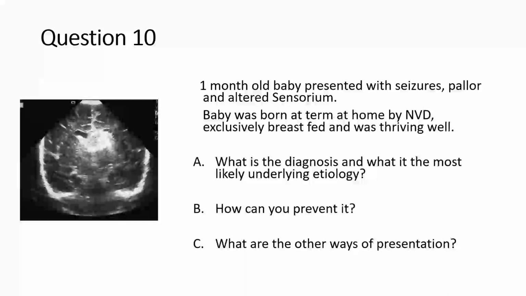So the last question is a 1-month-old baby who presented to you with seizures, pallor, and altered sensorium. Baby was born at term at home by normal vaginal delivery. Baby was exclusively breastfed and was thriving well. You do a head scan, which is a cranial ultrasound scan, which I have shown in the picture. Can you tell me what is the diagnosis from the picture and what is the most likely underlying pathology, etiology? How can you prevent this from happening? And what are the other ways of presentation of this condition?